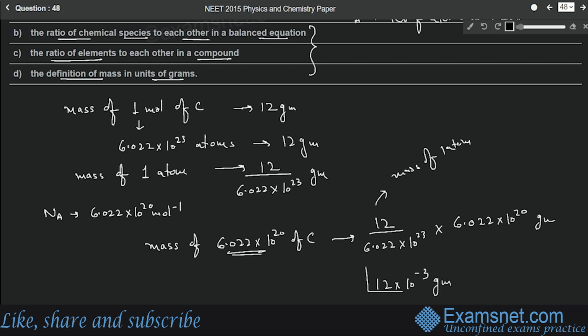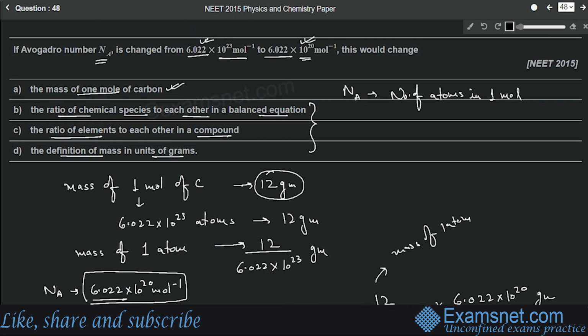So you can see that initially when the Avogadro number was 6.022 into 10 to the power 23, the mass of 1 mole of carbon was 12 grams. Now if it is changed to 6.022 into 10 to the power 20 per mole, then the mass of 1 mole of carbon becomes 12 into 10 to the power minus 3 grams. That means the mass of 1 mole of carbon has changed. Therefore, option A will be the correct answer.